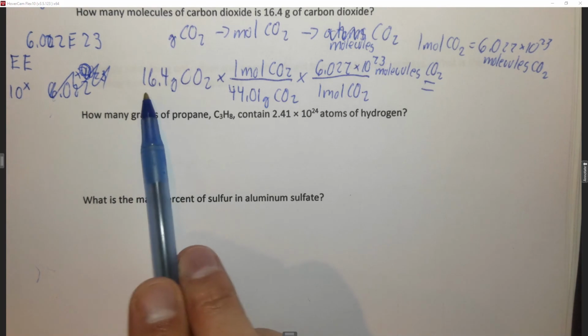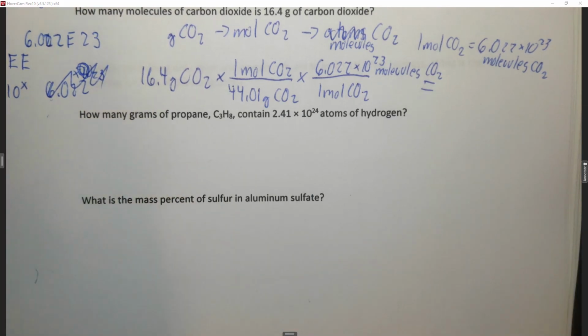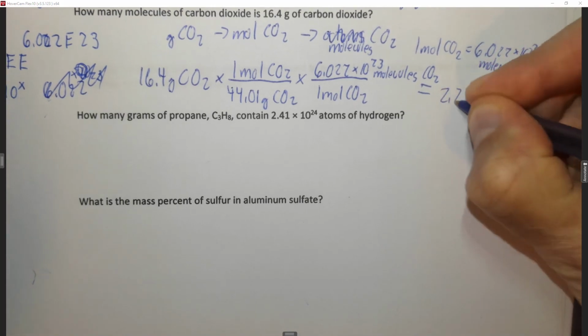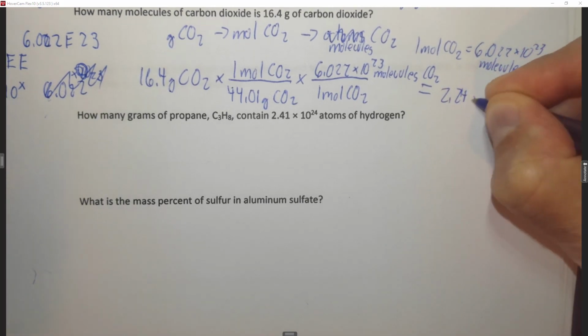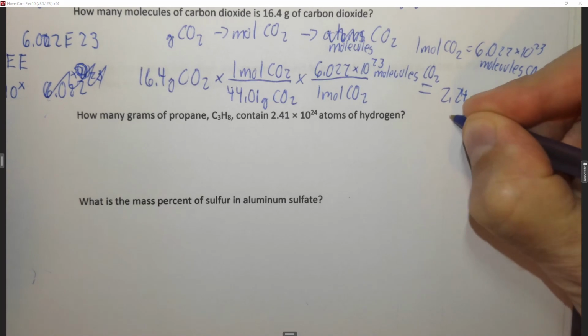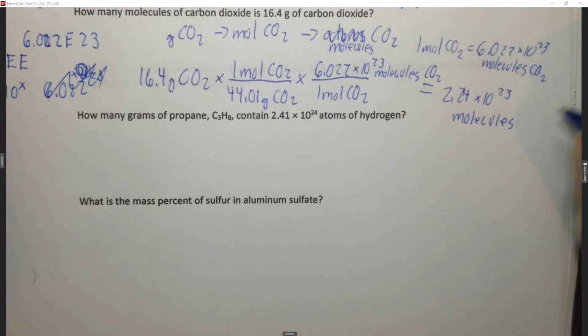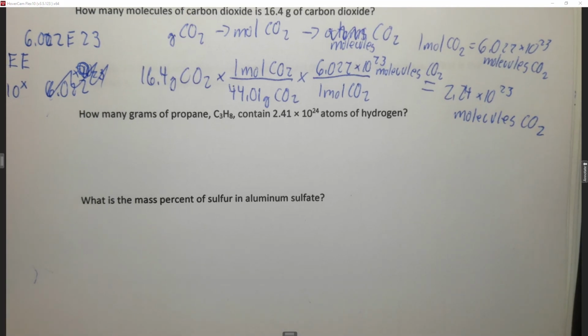We have 3 sig figs here, so we want to round our answer to 3 significant figures. And when we do all this math, we find that there are 2.24 times 10 to the 23rd molecules of CO2. And that gives us our answer.